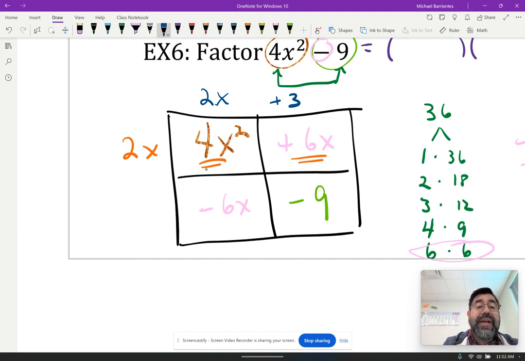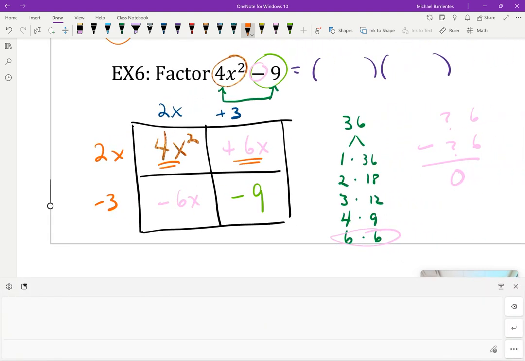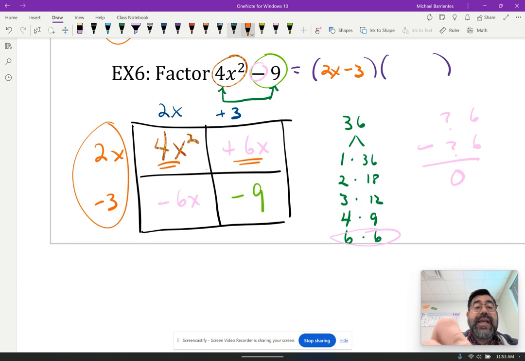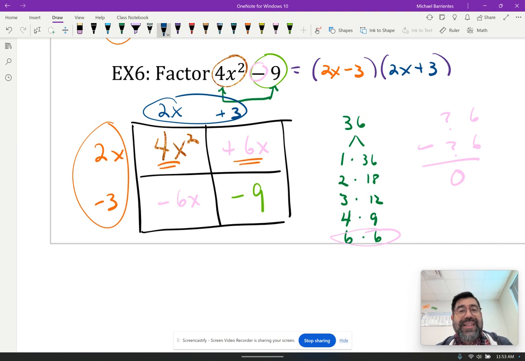What times 2x would give me minus 6x? Well, I already have the x, so I don't need to worry about that. So what times 2 would give me negative 6? That would be negative 3. And if I multiply negative 3 times positive 3, I'll get negative 9. Great. I now have my factoring. This is the first factor, and this is the second factor.